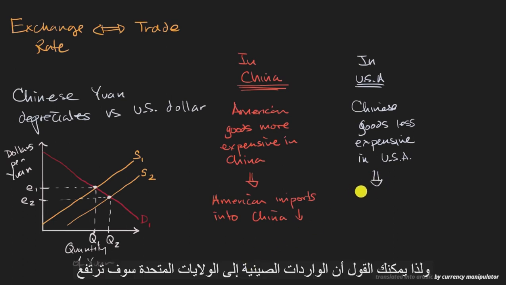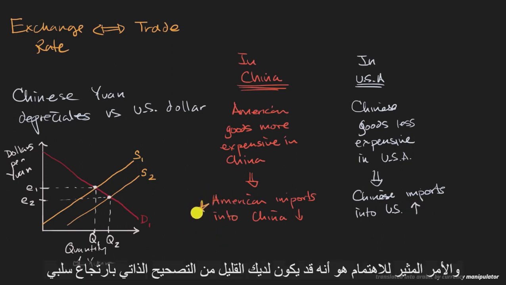And so you could say Chinese imports into the US are going to go up. And what's interesting is that you might have a little bit of a negative self-correcting feedback loop.